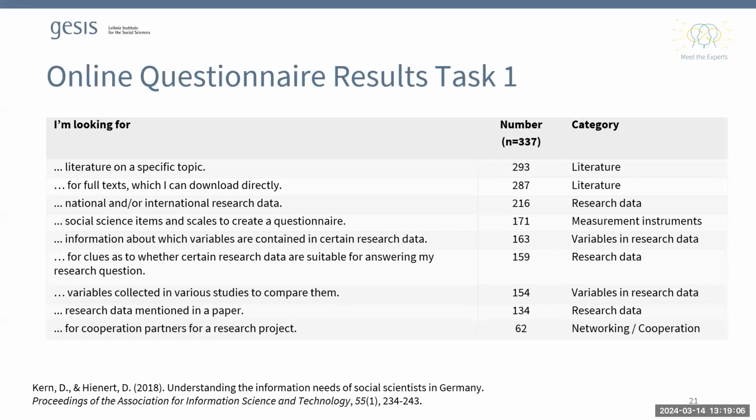And these are the results. So we have results in different categories of information. For example, for literature, people were looking for literature on a specific topic, or for full text, which they can download directly. Or for research data, they are looking for national and international research data. Or for measurement instruments, they're looking for social science items and scales to create their own questionnaires.